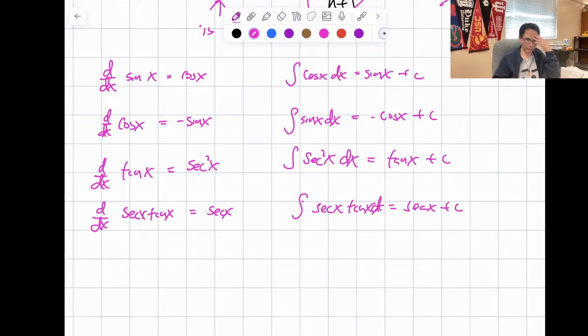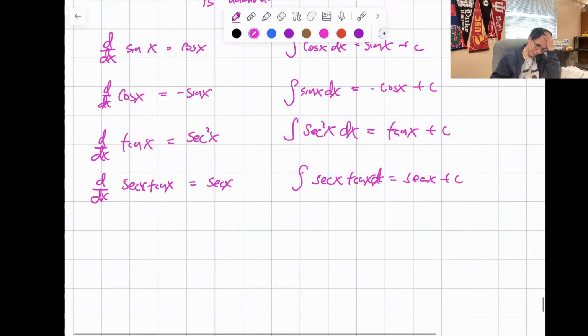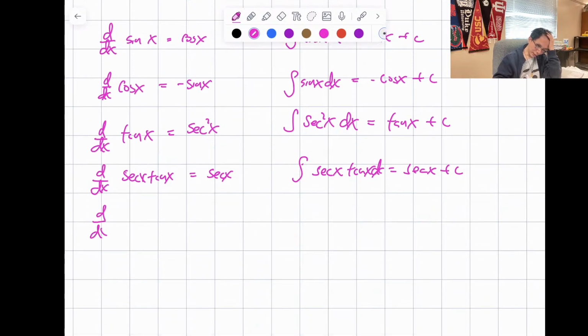So that's that. Two more. The derivative with respect to x of cotangent of x, what is it? Anybody? Not tangent squared. Cosecant squared of x, with a negative. So the integration of cosecant squared of x dx is equal to negative cotangent of x.